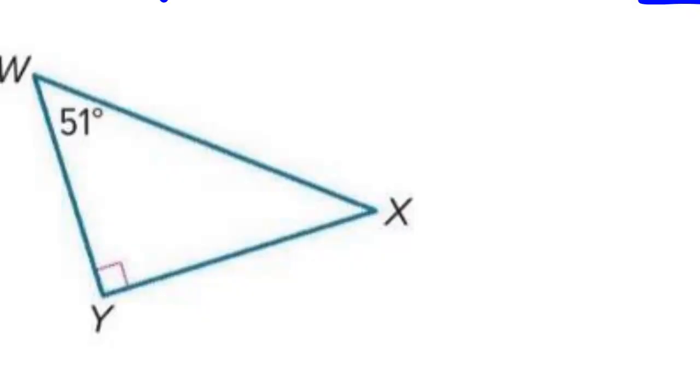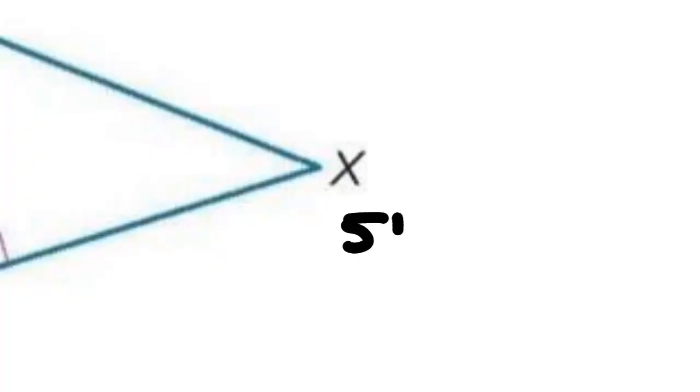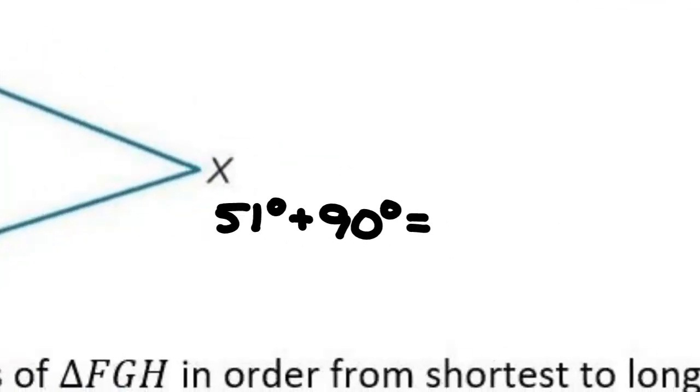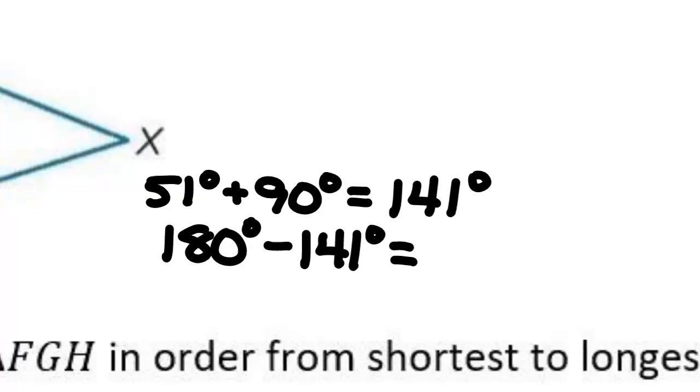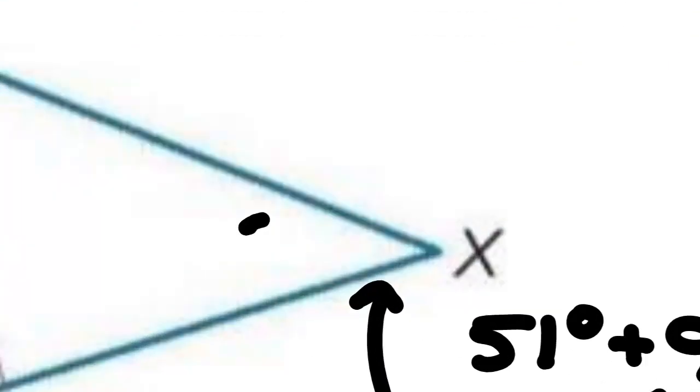So I'm going to add the 2 angles that I have together, and then I'm going to minus that from 180. I know one of my angles is 51. How big is the other angle? 90. What do I get if I add 51 and 90 together? 141. So now we're going to do 180 minus 141. And what does that give us? 39. So angle X is 39 degrees.